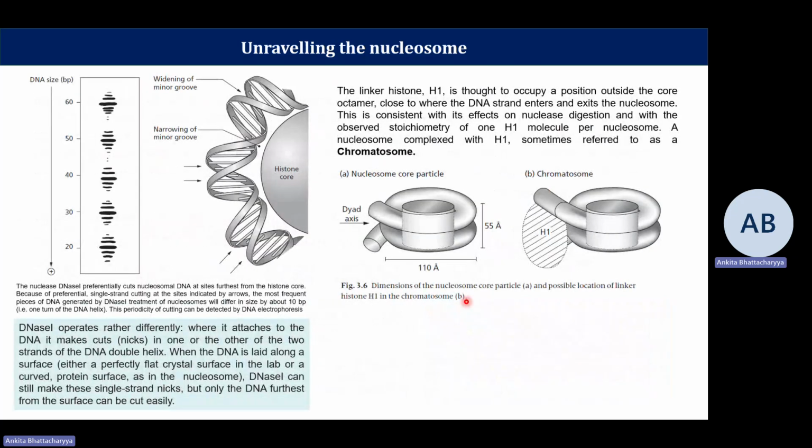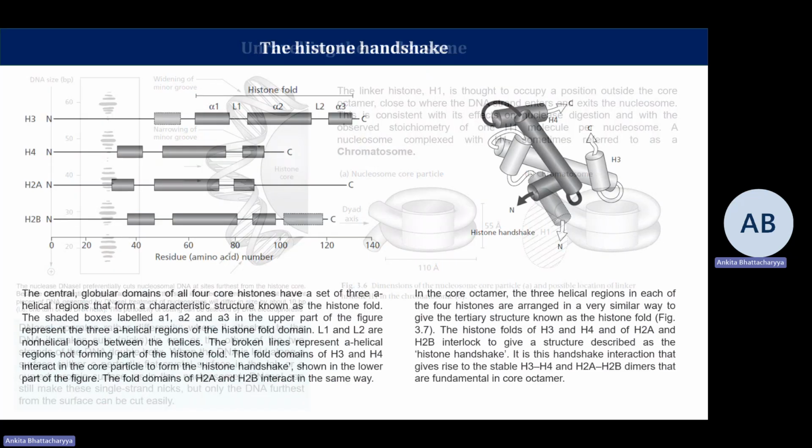And if you look here, this is your DNase one. DNase one works differently. It attaches to the DNA. It makes cuts in one or the other of the two strands. And when DNA is laid along a surface, DNase one can make these nicks, but only DNA that is farthest from the surface can be easily cut. Histone H1 occupies a position outside this octamer and forms the chromatosome, like I already mentioned.